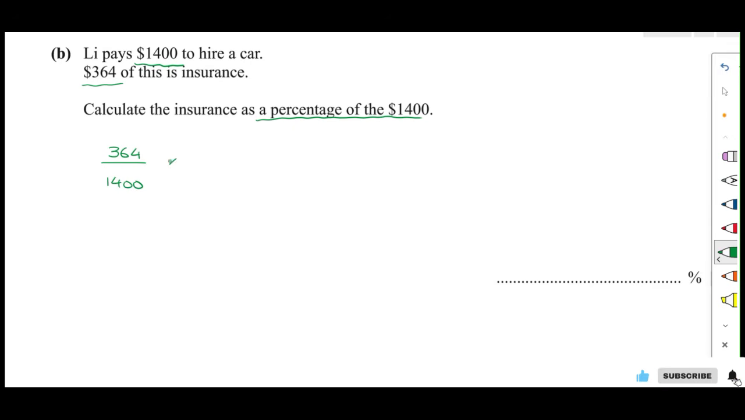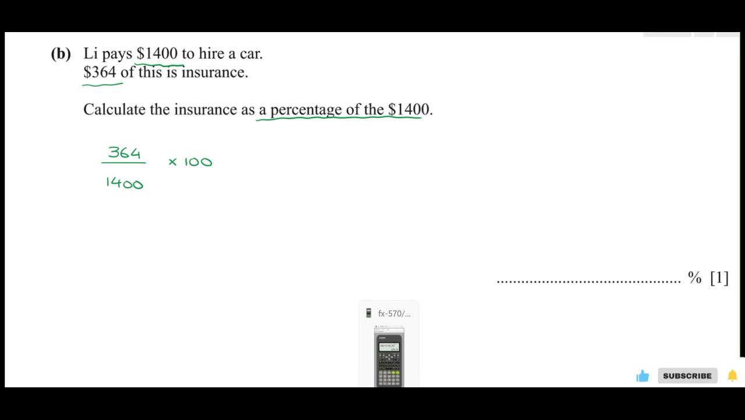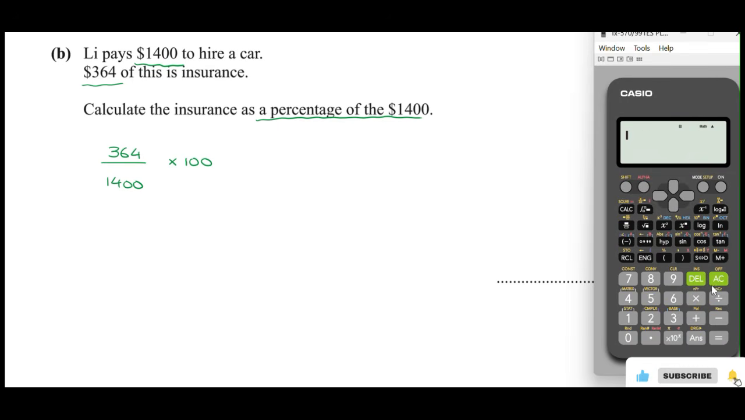1,400, and for percentage we have to multiply by 100, right? So let me use the calculator. So this is 364 divided by 1,400, and we need to multiply it by 100. 26%.